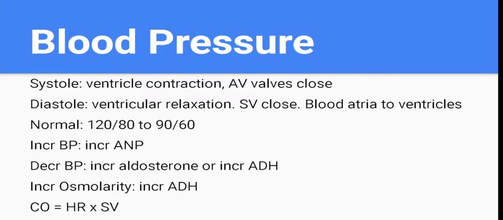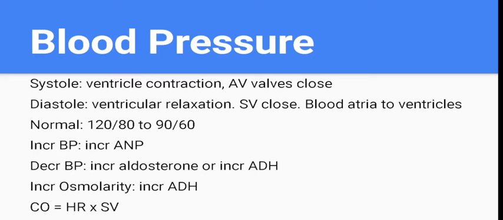And then you have blood pressure. So you have systole and diastole. Systole is the ventricle contraction, and the AV valves close. Then you have diastole, which is your ventricle relaxation. The semilunar valves close, and blood flows from the atria to the ventricles. A normal is like 120 over 80 to like 90 over 60. So that's just general numbers that they give you for the MCAT.